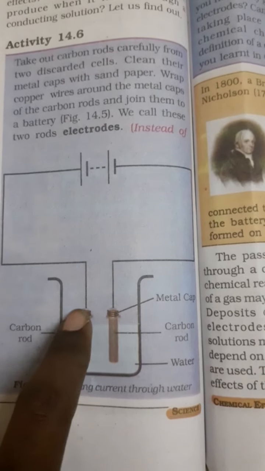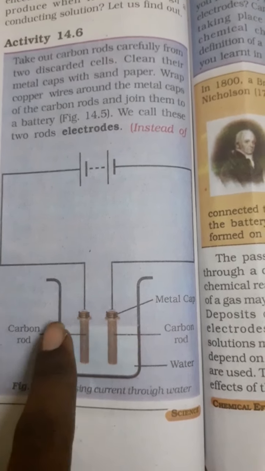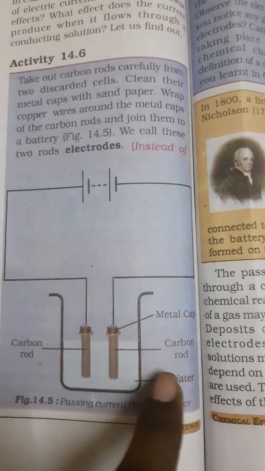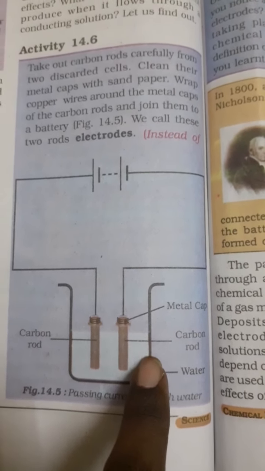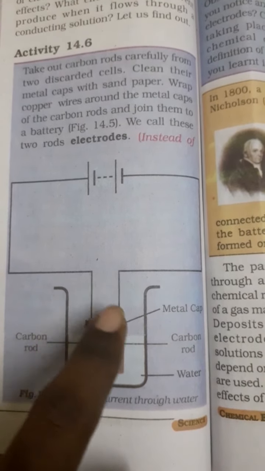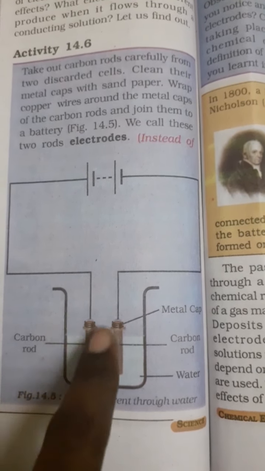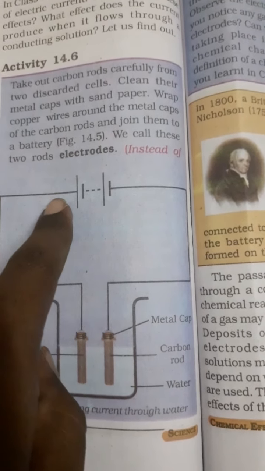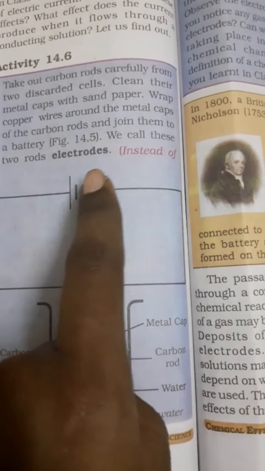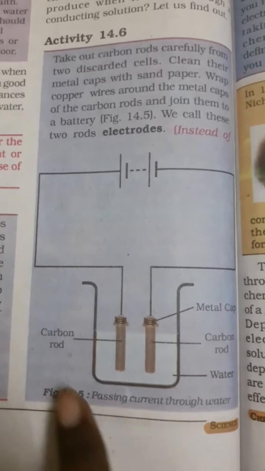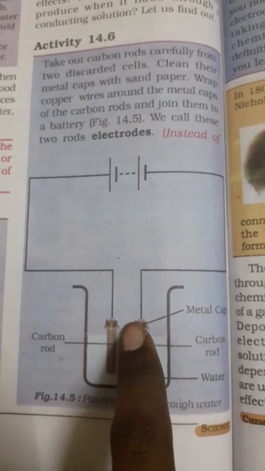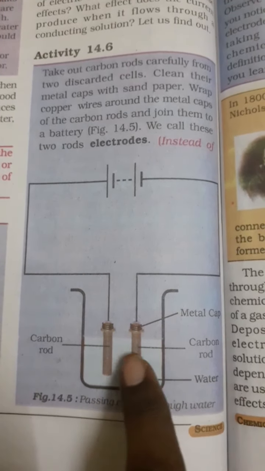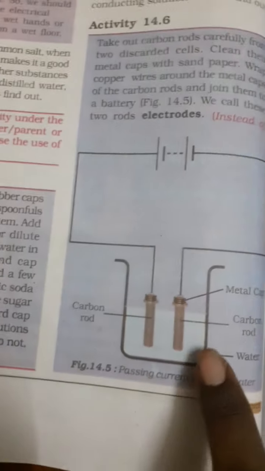These are the carbon rods which are present in the electric cell. Otherwise we can take iron nails 6 centimeters long and wrap the copper wire around them, and connect them to the battery. One end is connected to the positive terminal of the battery and the other end to the negative terminal. And these are the carbon rod and the metal cap. And also we have to take water.